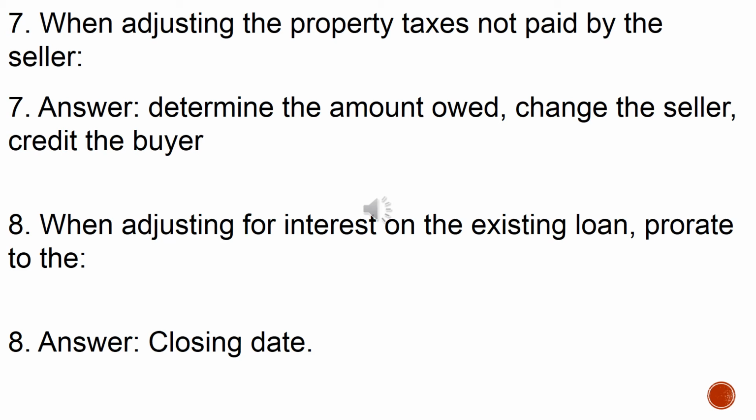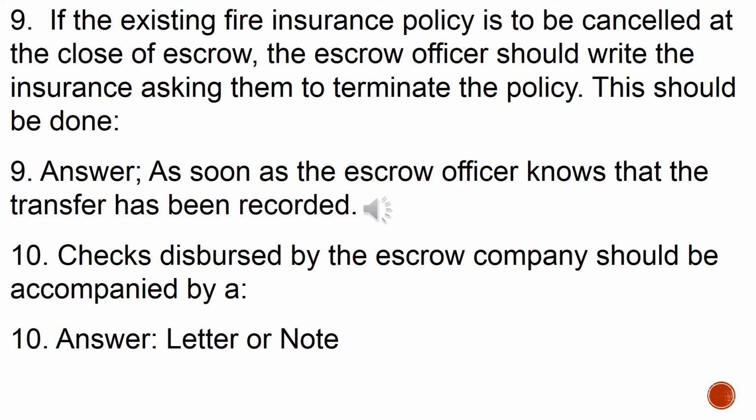Question number 7. When adjusting the property taxes not paid by the seller, answer, determine the amount owed, charge the seller, credit the buyer. Question number 8. When adjusting for interest on an existing loan, prorate the, answer, closing date. Number 9. If the existing fire insurance policy is to be canceled at the close of escrow, the escrow officer should write to the insurance company asking them to terminate the policy. This should be done, answer, as soon as the escrow officer knows that the transfer has been recorded. Question number 10. Checks disbursed by the escrow company should be accompanied by a, answer, letter or note.